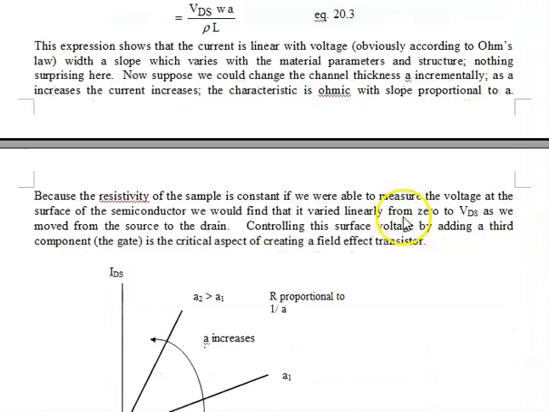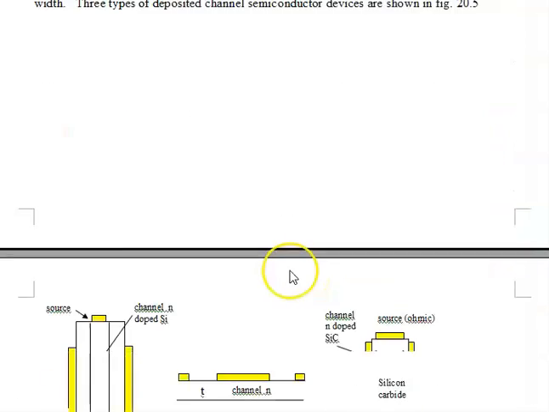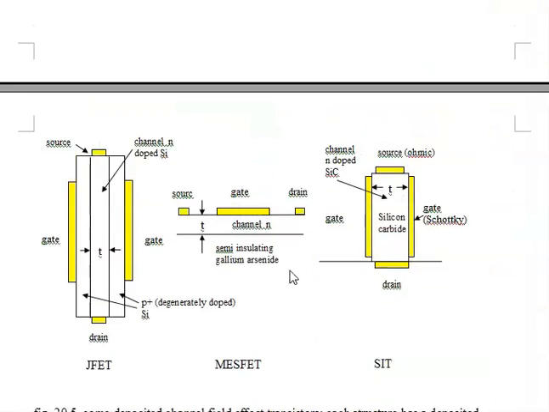But if we put a subscript on the W, that will be used to denote the dimension of the depletion width. So W with a subscript plus A will be equal to T. And we're going to be talking about that a little bit later on.